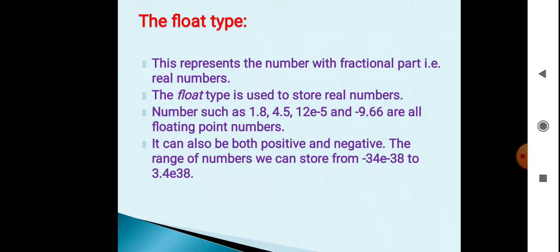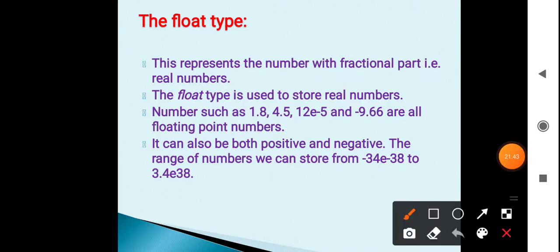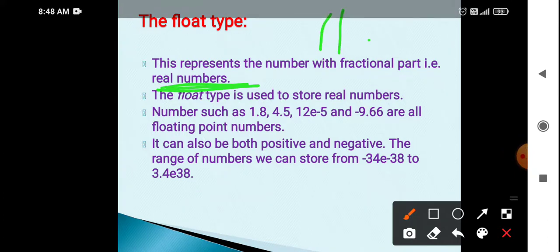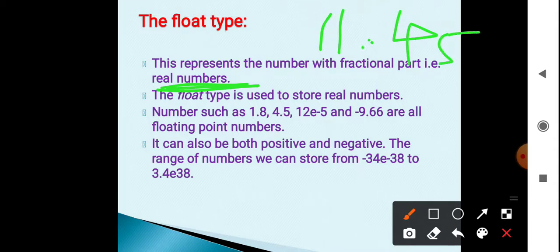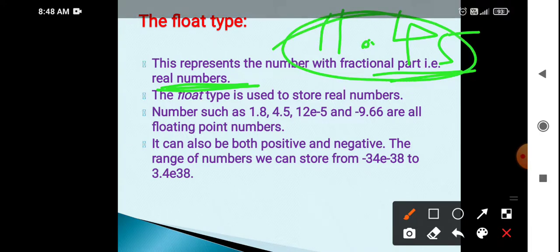Okay, so next, floating data types. What does floating data type mean? It represents real numbers. Real numbers have a point. For example, 11.45. Here after the point you have two digits. If a number is like this, then it is called a floating data type.